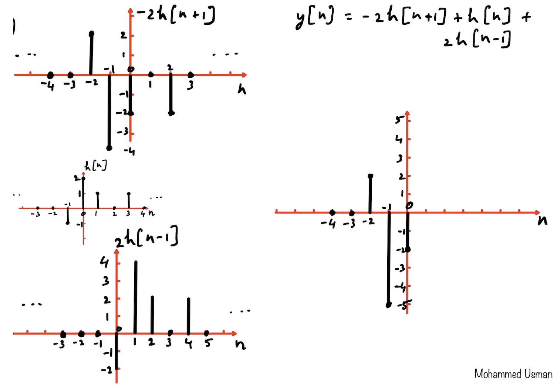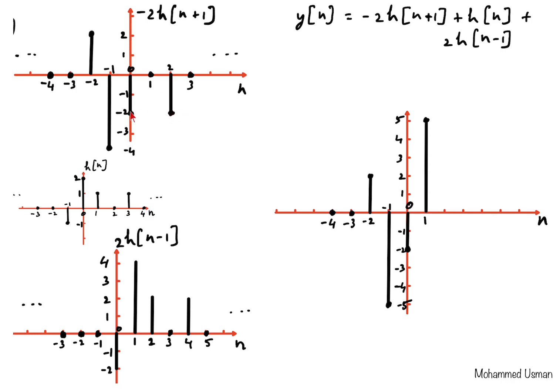For n equal to 1, we'll just add these terms. When n equal to 1, the first signal has a value of 0. H of n is having a value of 1, so that's 0 plus 1 plus this is having 4. So that's 0 plus 1 plus 4, which is going to be 5. So for n equal to 1, it will be an impulse of height 5.